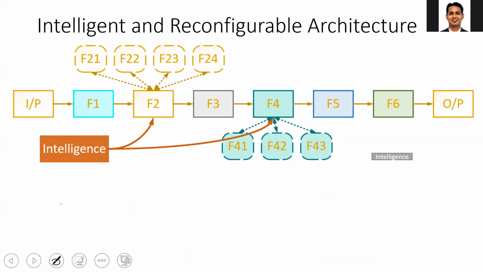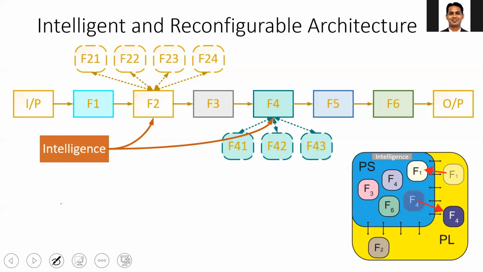For example, in computer vision, that is true. Even in wireless communication, based upon your wireless channel or the adjacent interference, you can change your physical layer parameters like transmission bandwidth, filter attenuation, modulation scheme, beamforming vectors. You can change them in a dynamic manner, and that is called an intelligent reconfigurable architecture.